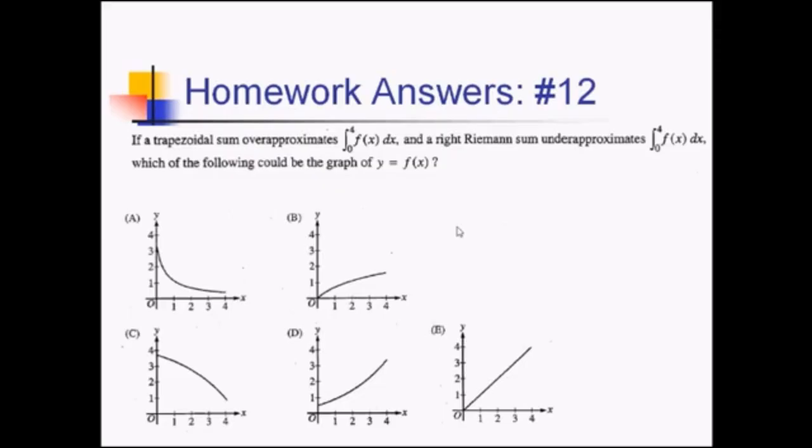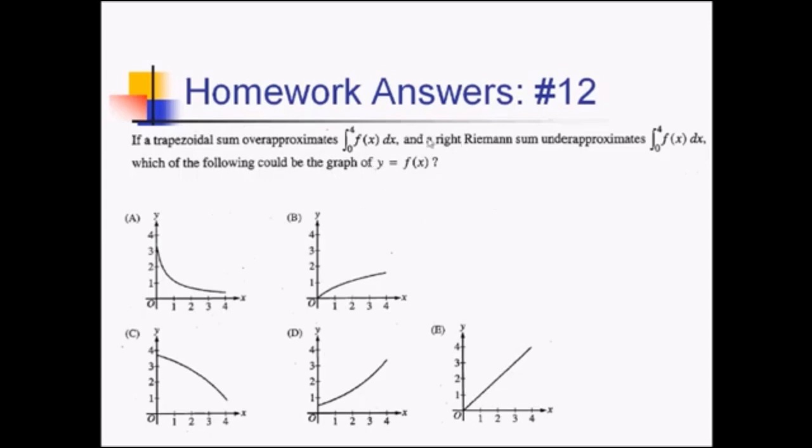For number 12, they're saying a trapezoidal sum over-approximates some integral, and a right Riemann sum under-approximates the integral. Based off of this, we want to know which of the following could be the graph of y equals f of x. So the key here is understanding which methods under or over-approximate which kinds of functions.